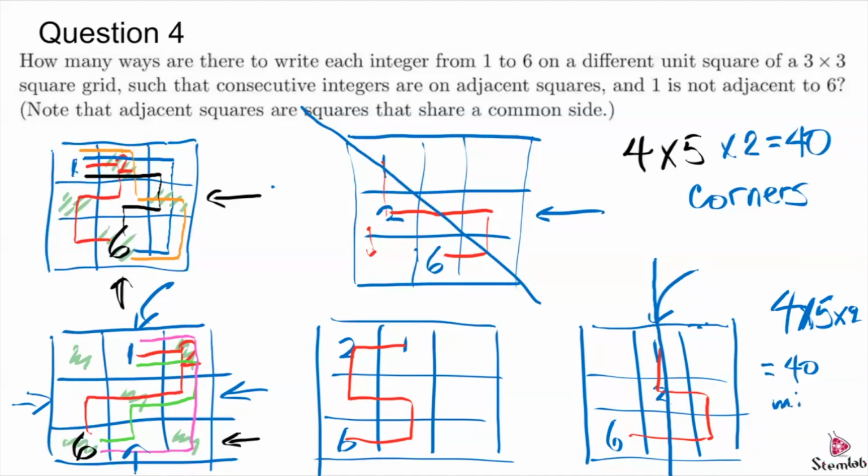Hopefully it's obvious that we cannot start with 1 being dead middle, meaning in this location, because there's no case where 6 will not be adjacent to it if we start tracing paths. So the total number of cases here is 40 plus 40, or a total of 80 cases.